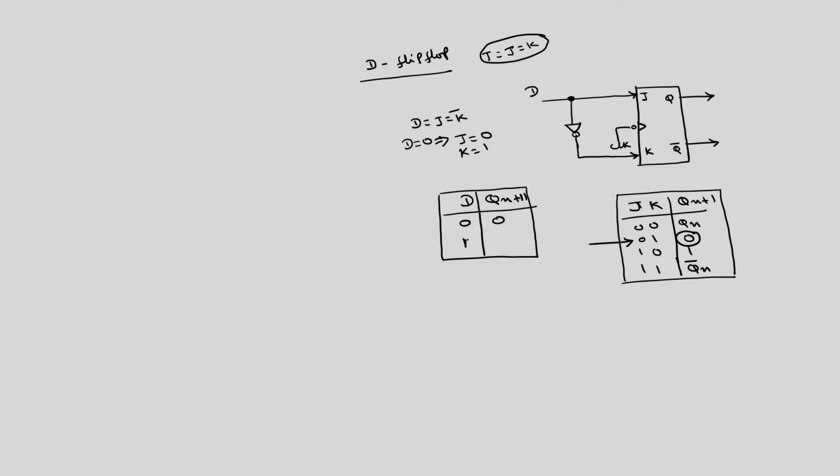And D is equal to 1 corresponds to J is equal to 1 and K is equal to 0, this one. So, what is the corresponding output? 1. So, we can observe that here Qn plus 1 is equal to simply D regardless of the previous state, whatever the previous state of this D flip flop. So, if I apply D is equal to 0, output becomes 0, D is equal to 1, output equal to 1. So, simply whatever the information on this D signal will be transferred to the output.